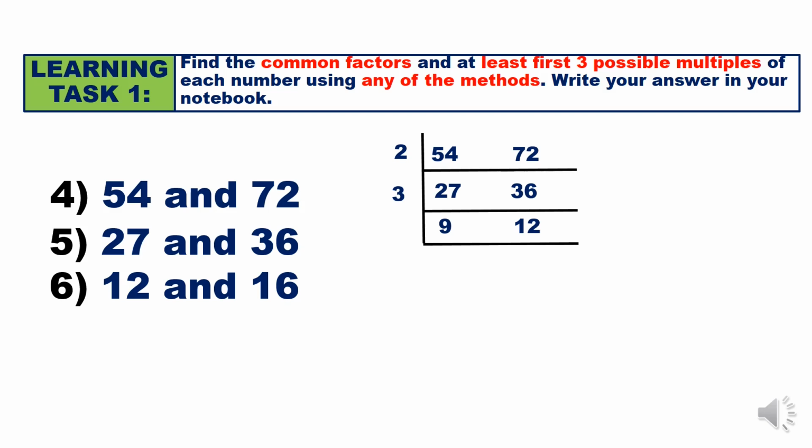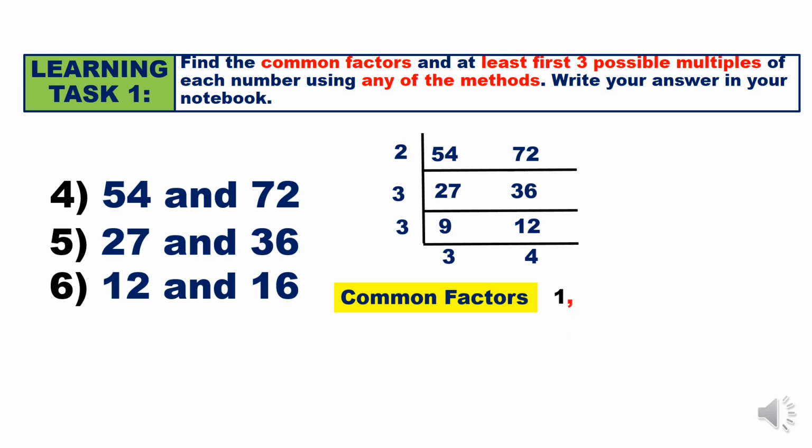Ang 9 and 12 ay divisible ba ng 3? Yes. So, 9 divided by 3 equals 3. 12 divided by 3 equals 4. Meron pa bang makakadivide sa 3 and 4? Wala na. Maliban na lang sa 1. So, stop na tayo.